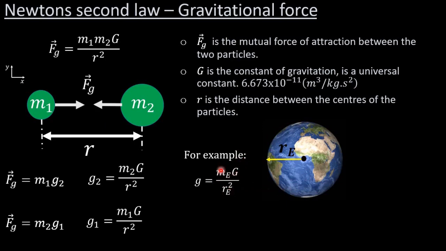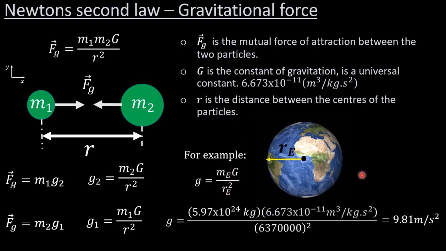And if we look up the values for the mass of the Earth and the radius of the Earth, and we use G from here and substitute those in, we'll get 9.81 meters per second squared. That is basically saying if we had a mass on the surface of the Earth here, its acceleration due to gravity would be 9.81 meters per second squared.